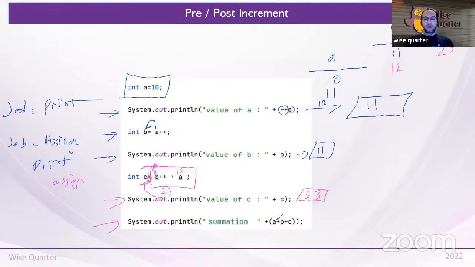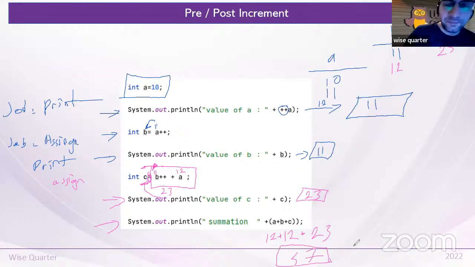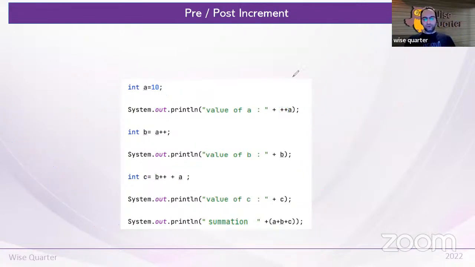Here, there's no increment or decrement. We just need to calculate the sum of those numbers. 12 plus 12 plus 23. And it will become 47, I think. If I am right, if I'm not, please inform me, warn me, I can change it. And it will print this. I think that much is enough for the review of the previous lesson.